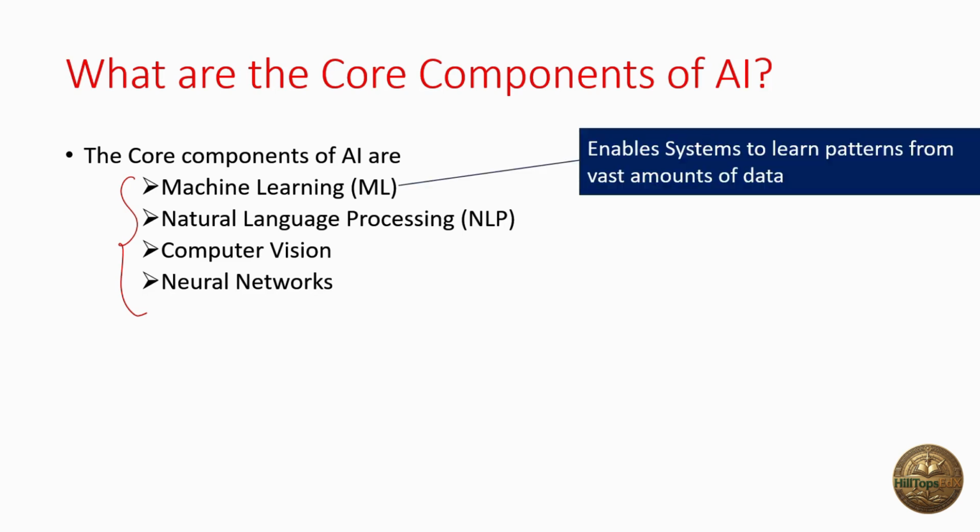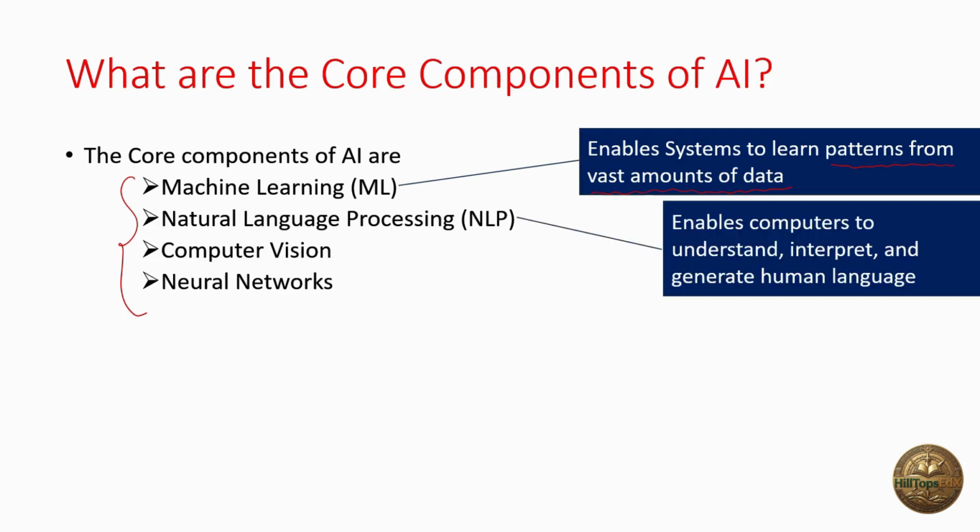You see, machine learning enables systems to learn patterns from vast amounts of data. In this, the important keywords are learning patterns from vast amounts of data. So machine learning is connected to identifying patterns in vast amounts of data. That is the job of machine learning. If the patterns are identified, then predictions can be done with more accuracy. Right. Then natural language processing.